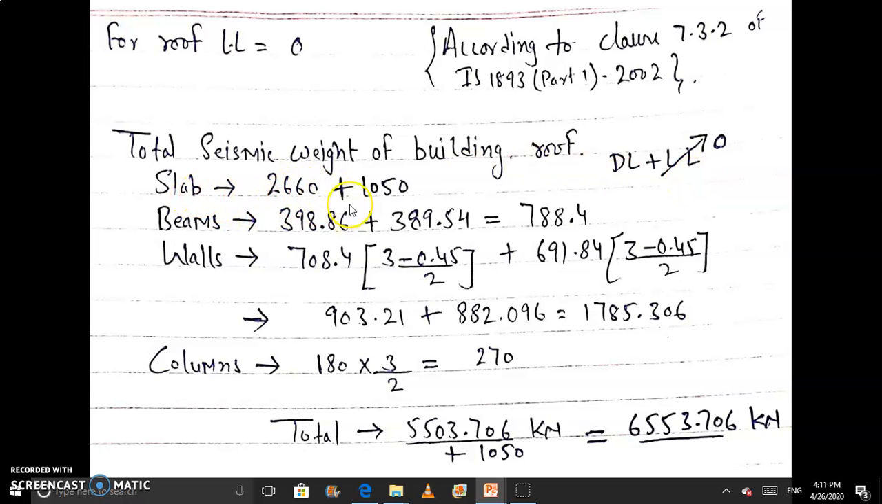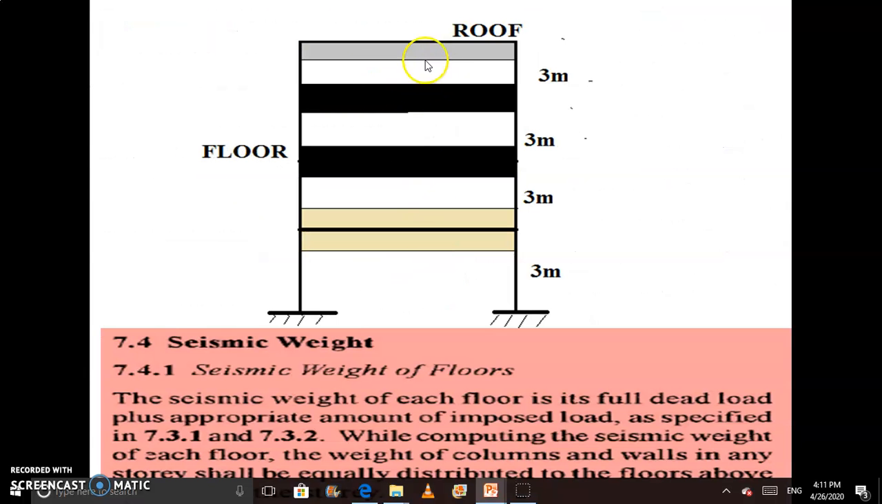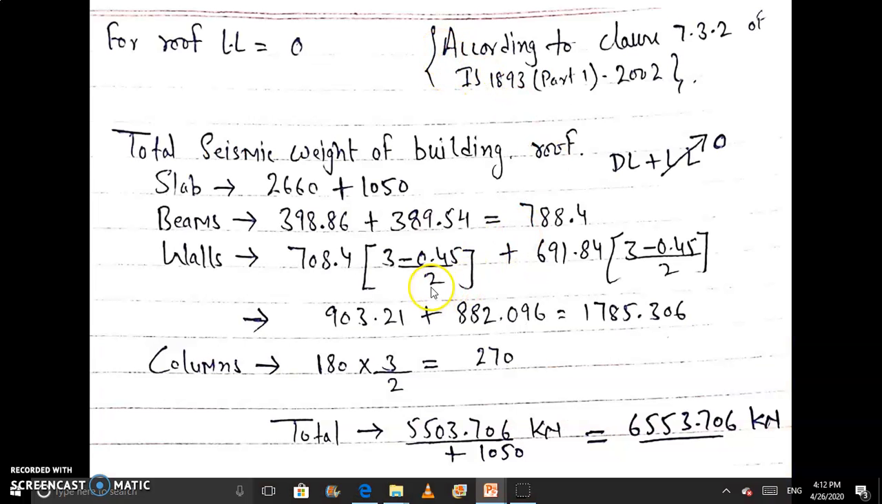So for slab we already found that, for beam we already found that, but for walls our value is in kilonewton per meter, so we have to convert to kilonewton. So what we do here, we take 3 minus 0.45. 3 is the height of the wall, because we are given the story height. In the story height, the beam depth is also included. That's why here we deduct the depth of the beam, that is 0.45, and divide by 2. Why do we divide by 2? Because for a roof we have to count only half a story. That's why here we divide by 2.